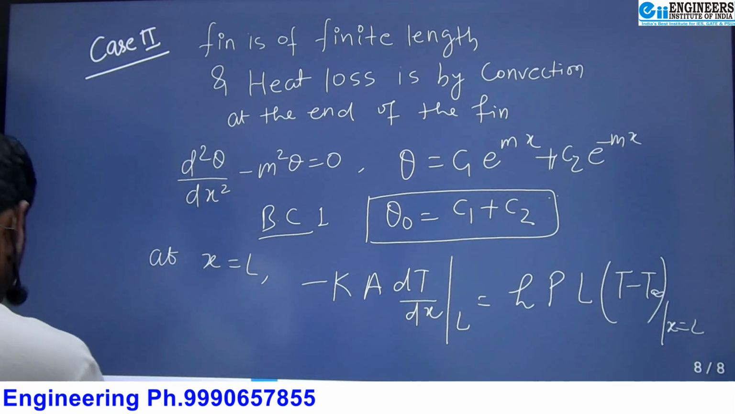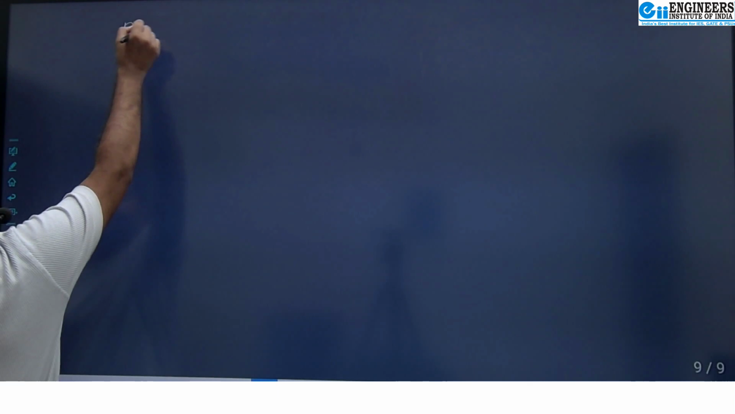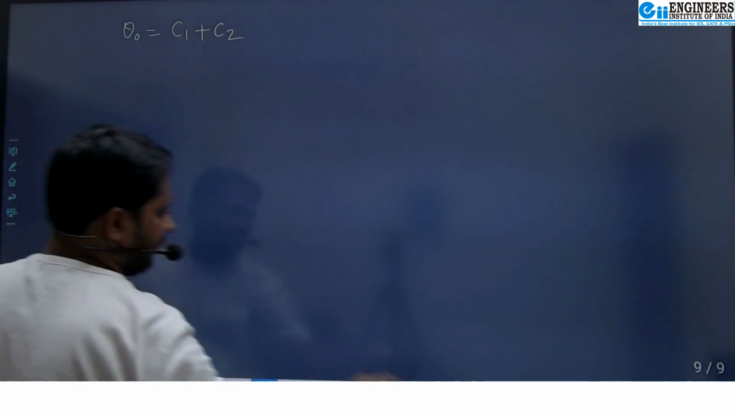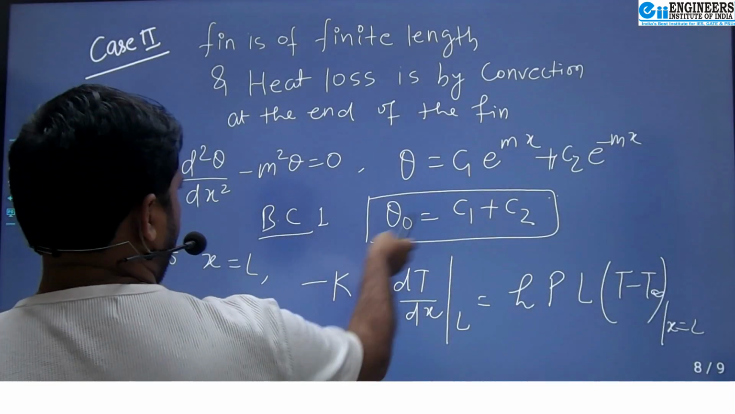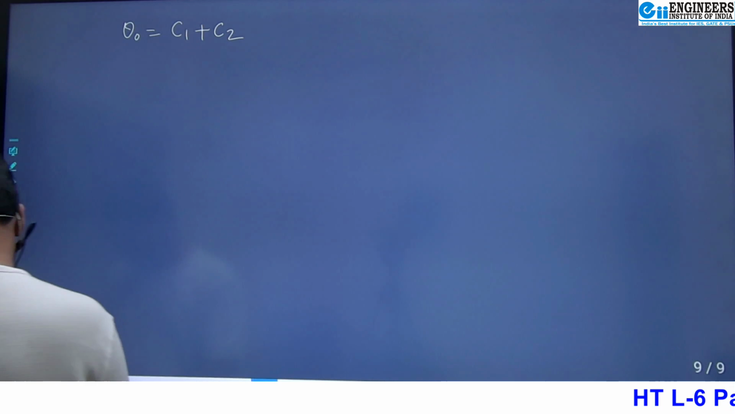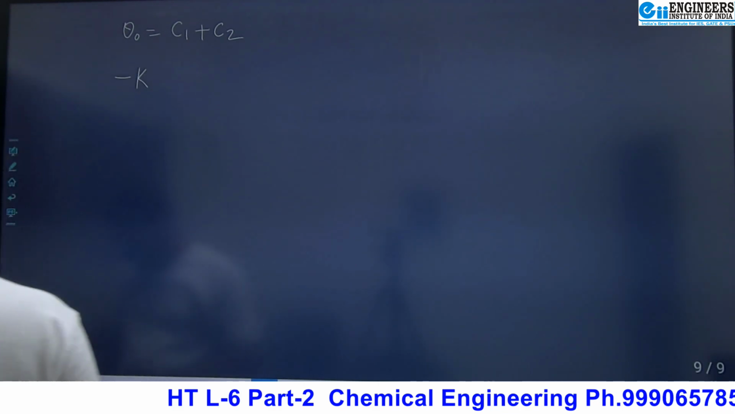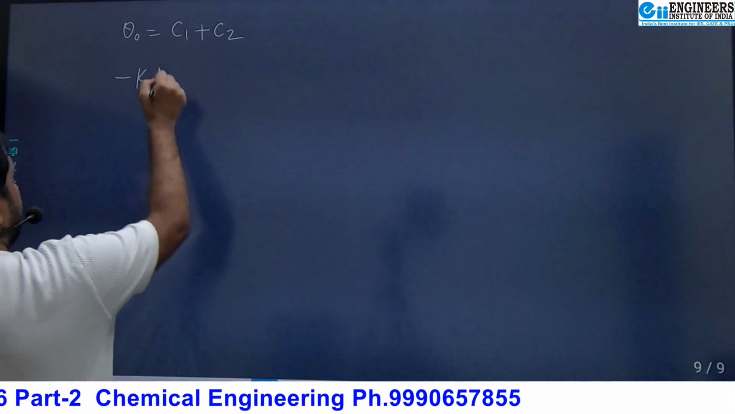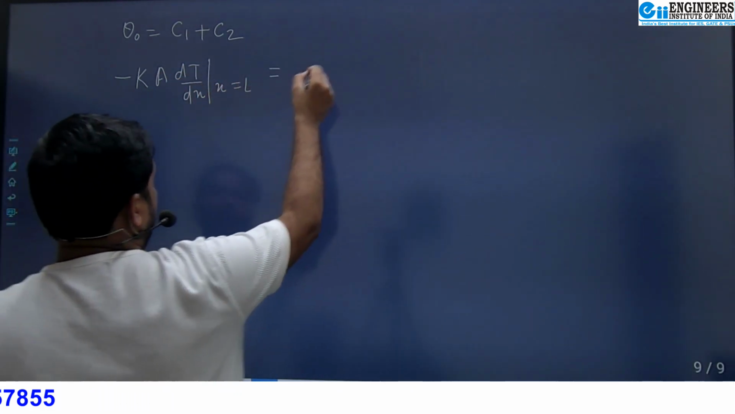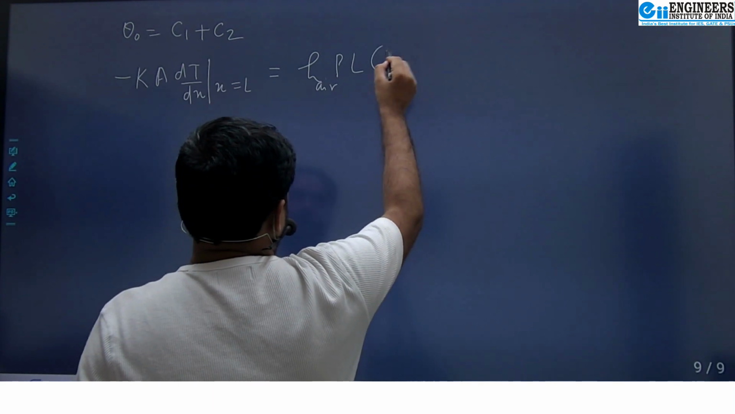So now if we solve this problem, we put the boundary conditions one by one. From the first boundary condition we already found that theta naught is C1 plus C2. This is boundary condition 1. Now for the second boundary condition, minus Ka dT by dx at x equal to L equals h A, not confused about that, h P L, T minus T infinity.